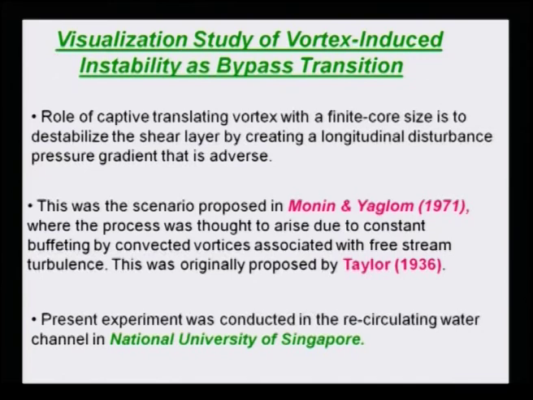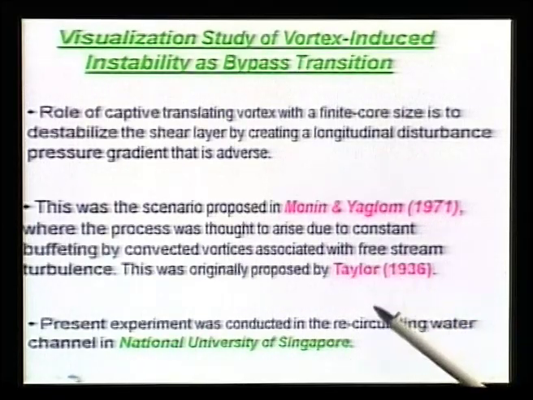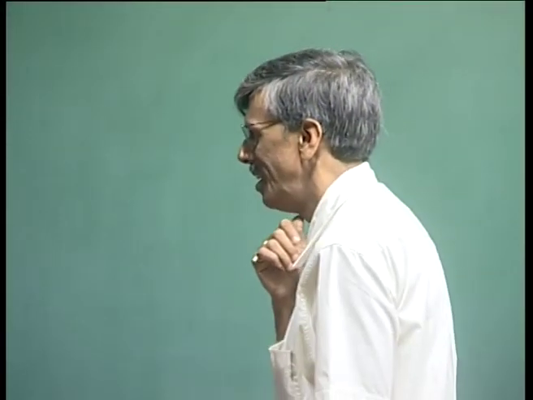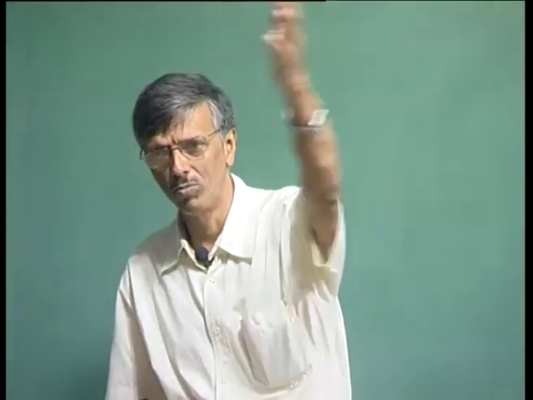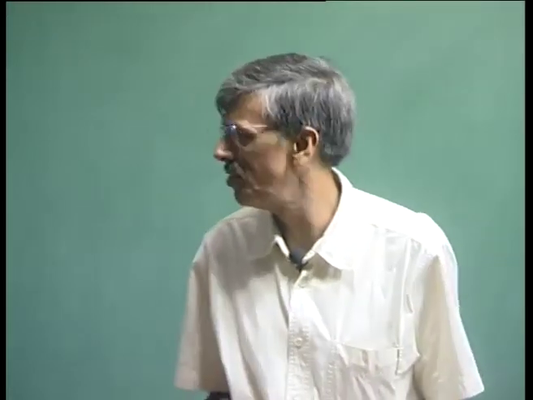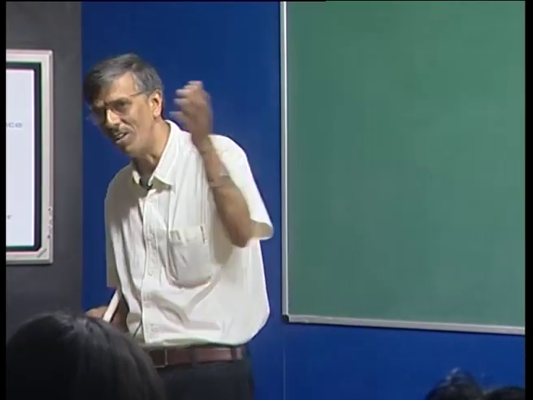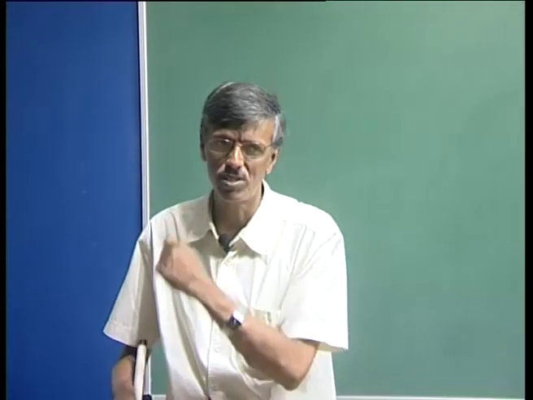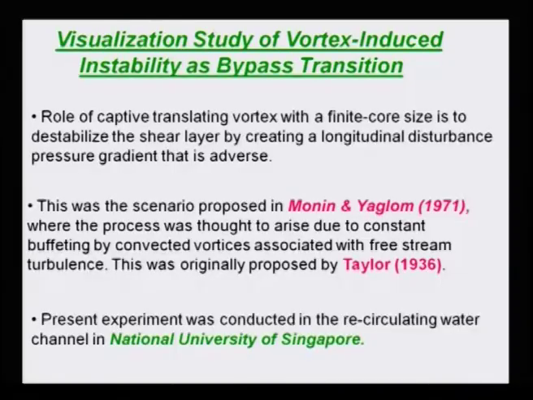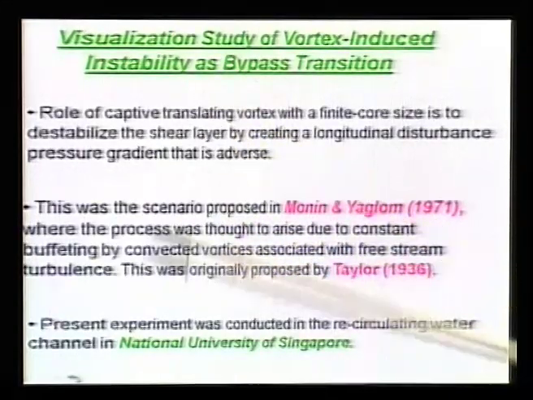Now, when you think of the role played by the captive translating vortex with a finite core size, can it destabilize the shear layer? Well, people have conjectured about it, and no one other than G.I. Taylor in 1936. He had thought about it, but what he thought was that you have these vortices going past in the free stream, and that will constantly excite. So it's not a question of instability that they are talking about. They are talking about a forced excitation. You have a constant stream of vortices going, and that keeps on buffeting the shear layer, and that's what you see as the response. So you understand that there is a qualitative difference between what Taylor suggested, which is actually given in the book by Monin and Yaglom. You can read that in the early pages. That scenario is entirely different from what we conceived of and did.